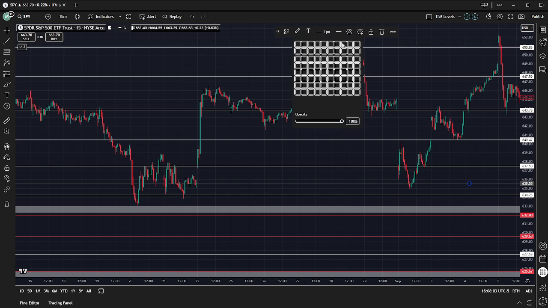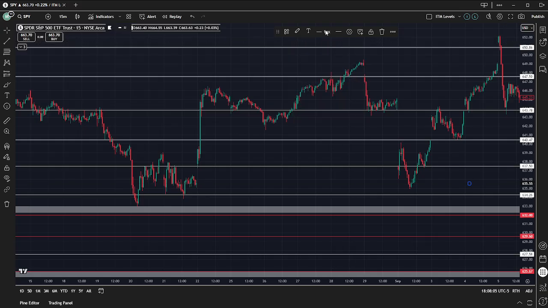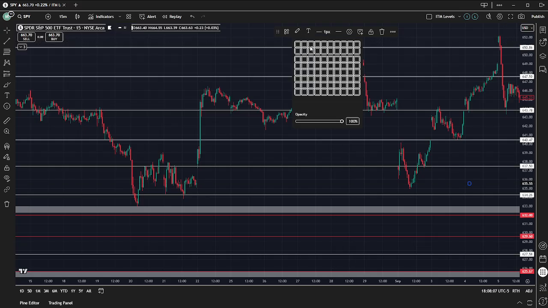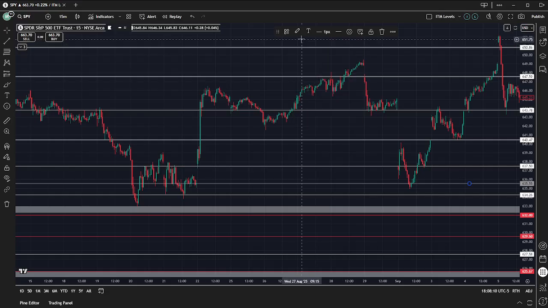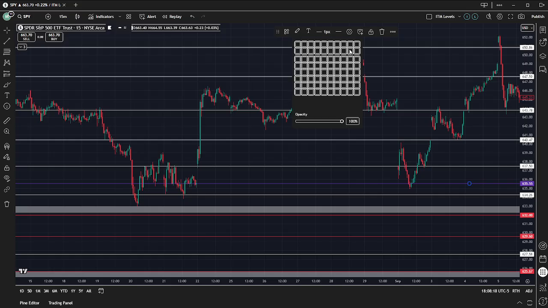Hold on. I got no color on my TradingView. Give me one sec, guys. I gotta figure out which one's red. Bro, I'm clicking the same one.